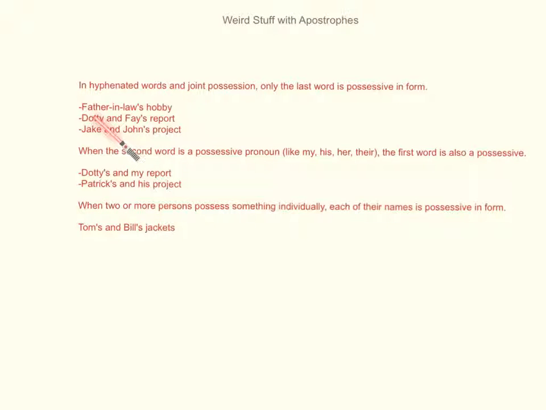So that's for hyphenated words. And then for joint possession, where both of us own something, like Sarah and Edie's project, it would be Sarah and Edie's project. It wouldn't be Sarah's and Edie's project, okay? And you see here Jake and John's project, Dottie and Faye's report.